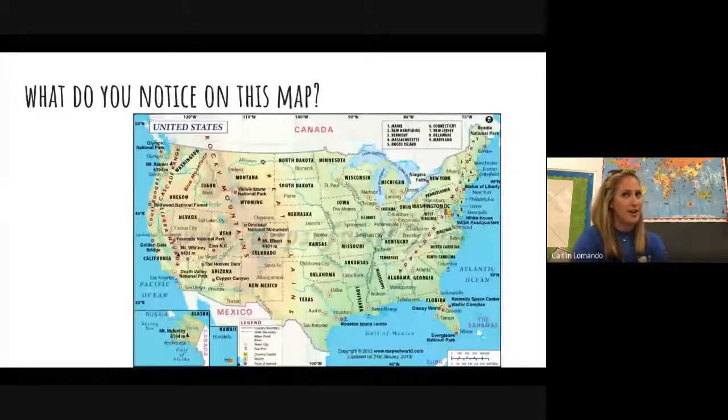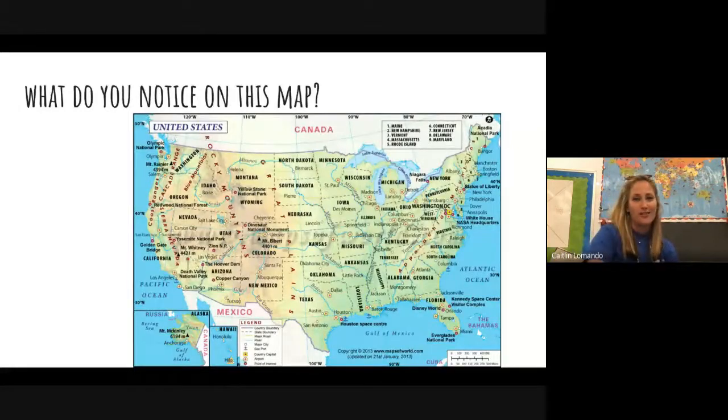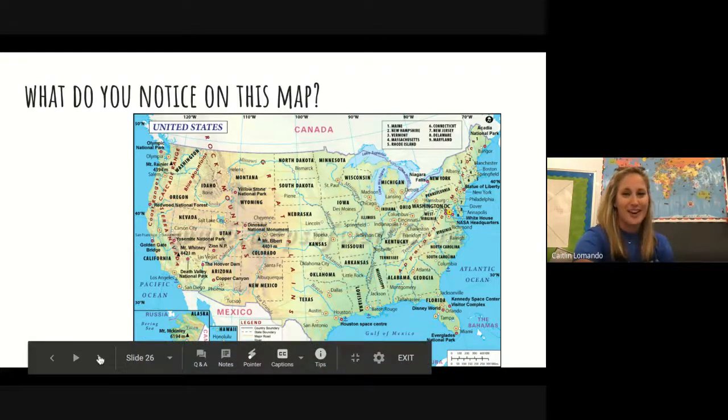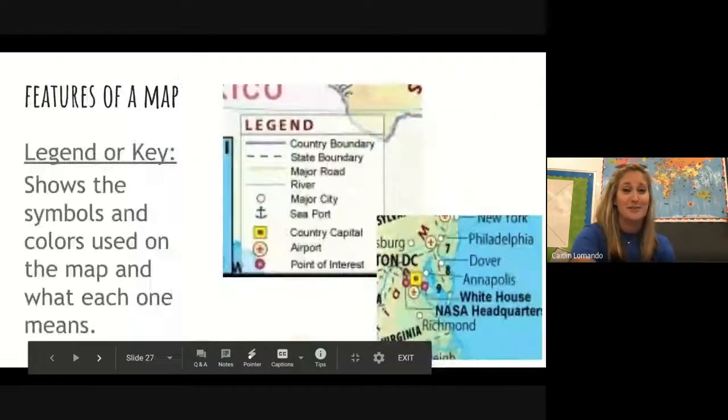All right, today's lesson is all about features and types of maps. So let's take a minute just to look at this map and think about what you notice on it. Look all around, high and low. What do you see on this map? All right, let's talk about some of the features of this map.